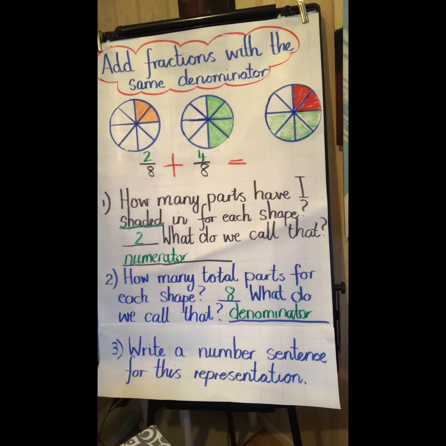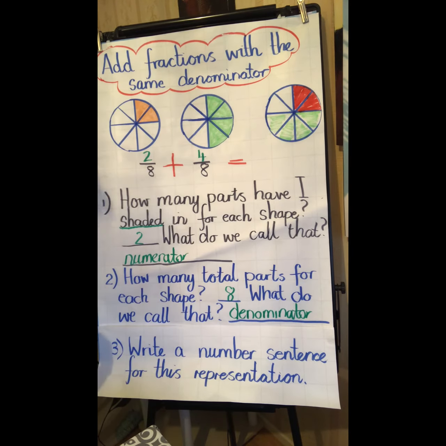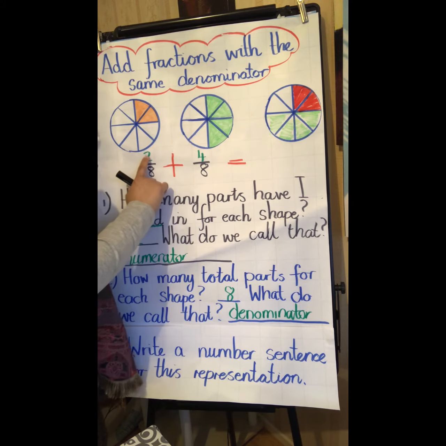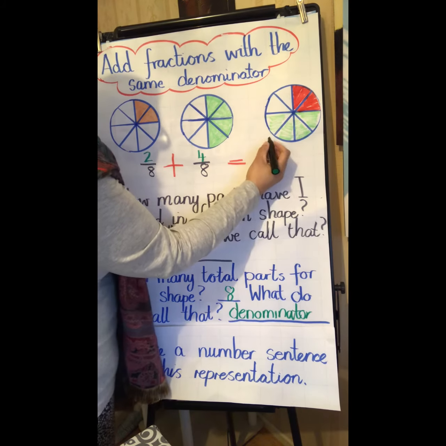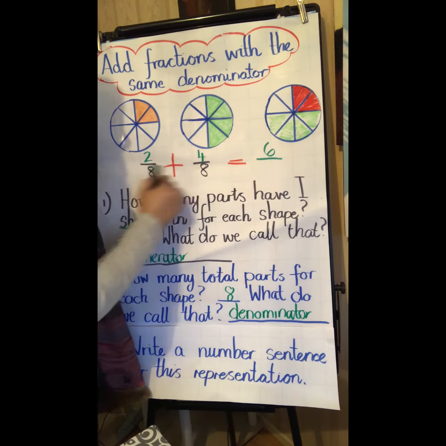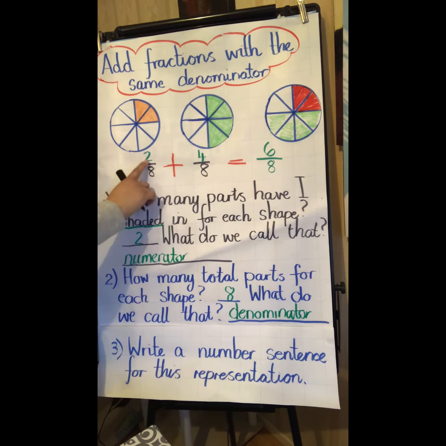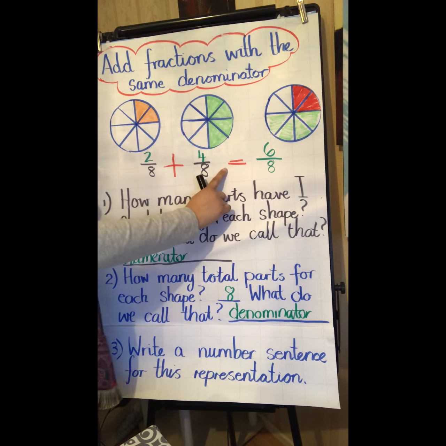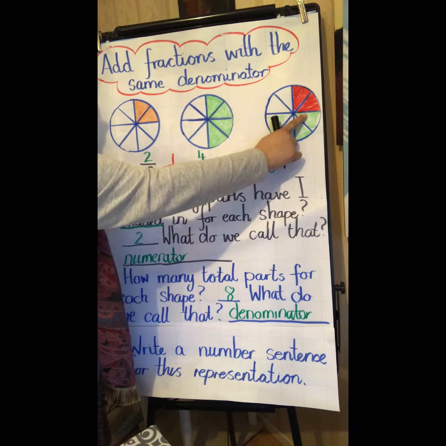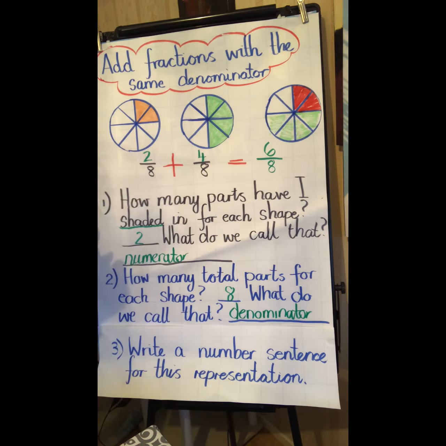So I've got my 2 from my first shape plus 4 from my second shape. How many are they all together? Let's count. So I've got 1, 2, 3, 4, 5, 6. And where do we write the number that's shaded in? That's correct. It is our numerator. So 2 plus 4 is equal to 6. And we keep the same denominator. So our answer is 2 8s plus 4 8s is equal to 6 8s. We can see there are 6 parts shaded in and there are 8 parts all together.